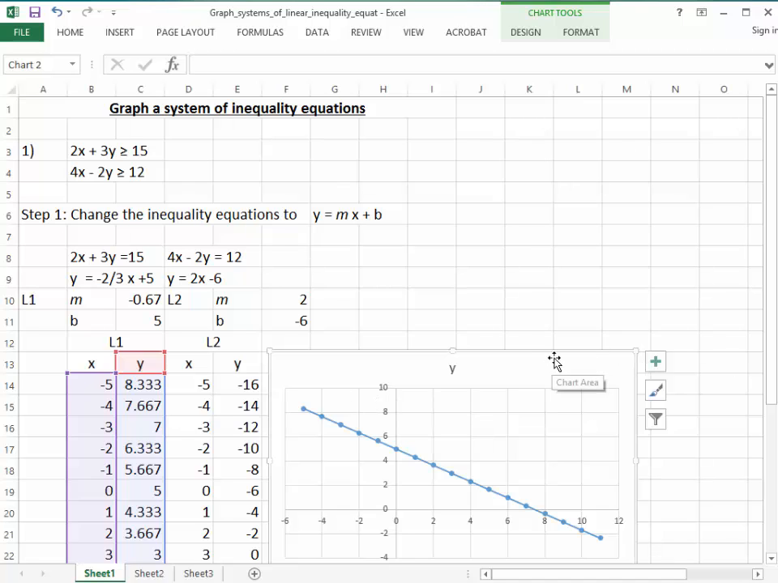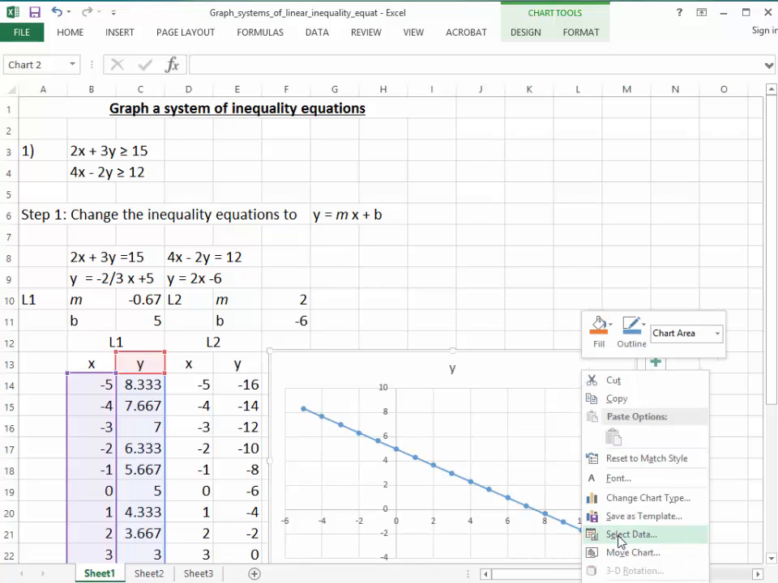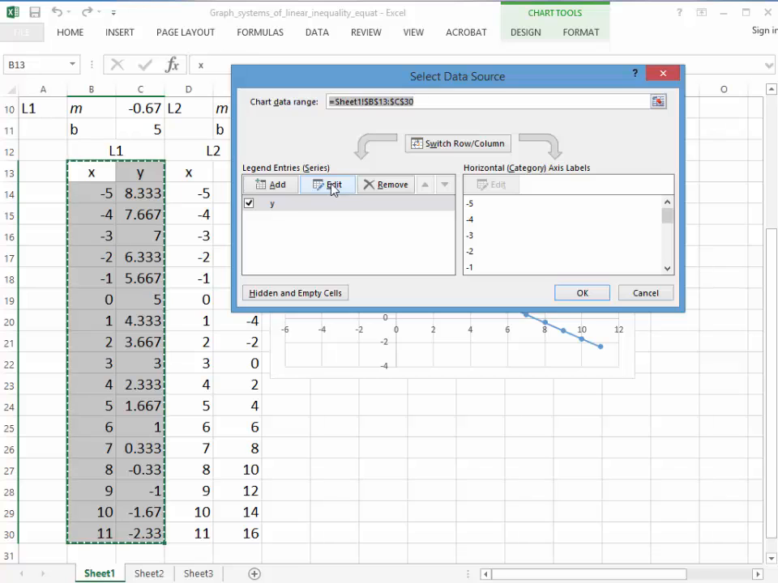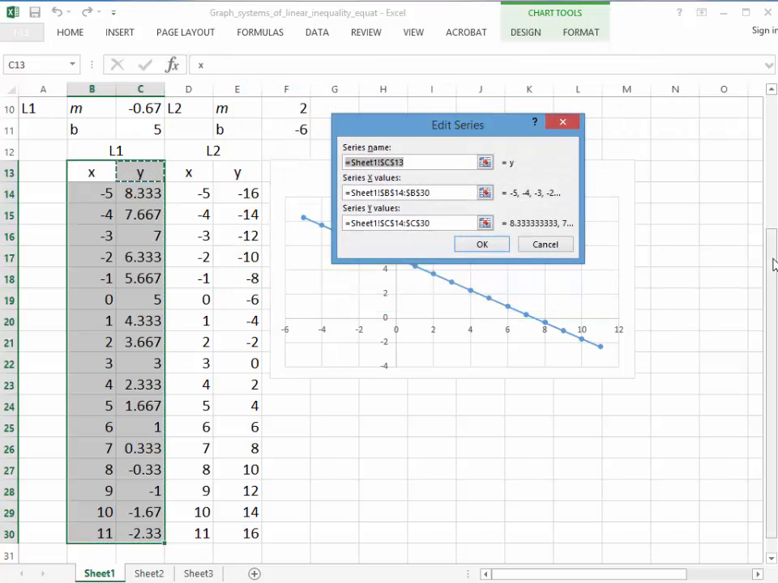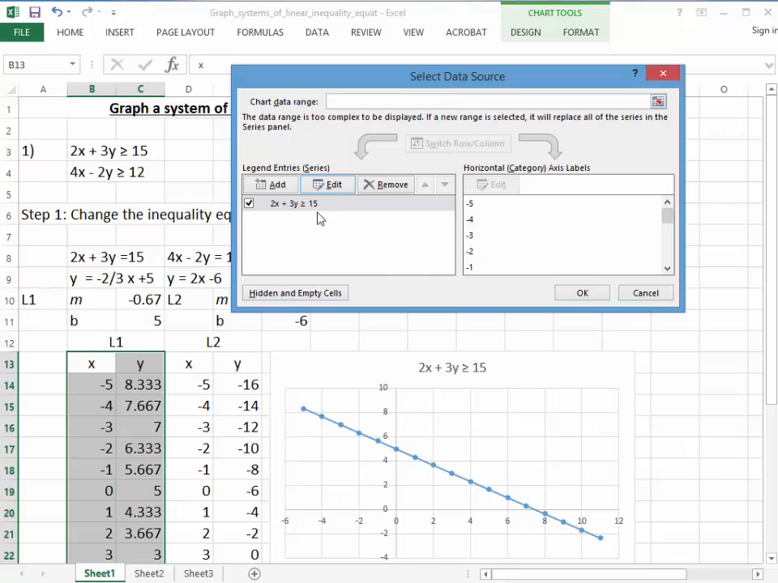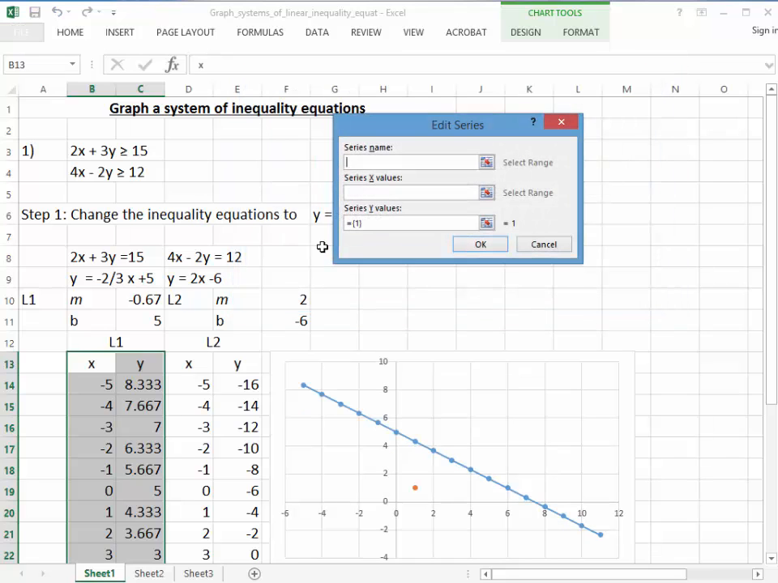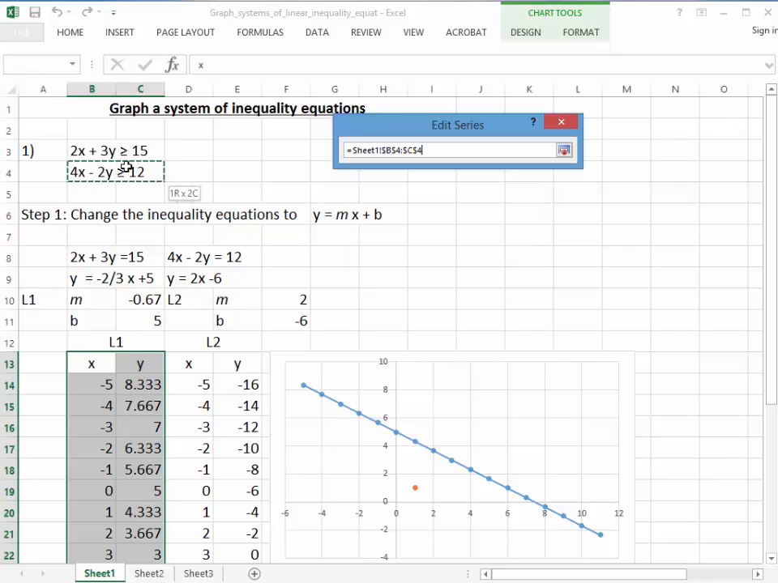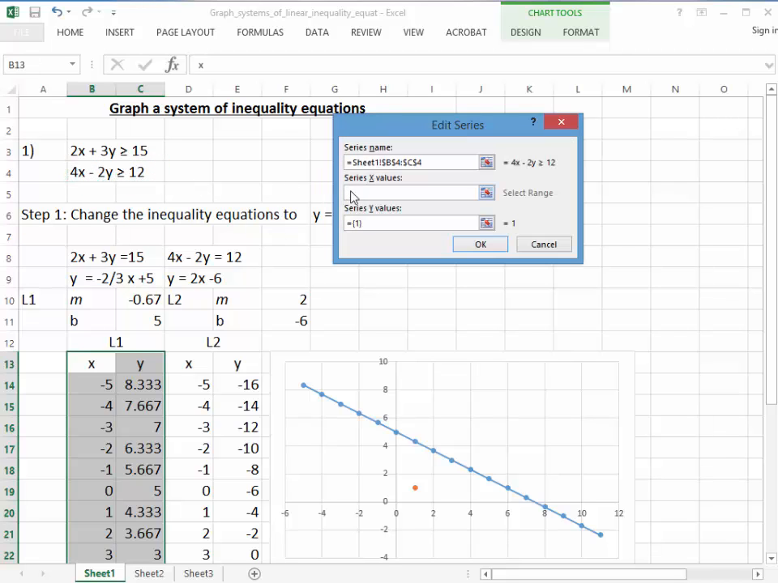Now we want to put in the actual equations. So we're going to right-click and go to Select Data. And right now I'm going to edit the first equation. I want it to read 2x plus 3y is greater than or equal to 15. Everything stays the same. We press OK. And now I want to add in the second equation. And I want that to read 4x minus 2y is greater than or equal to 12.